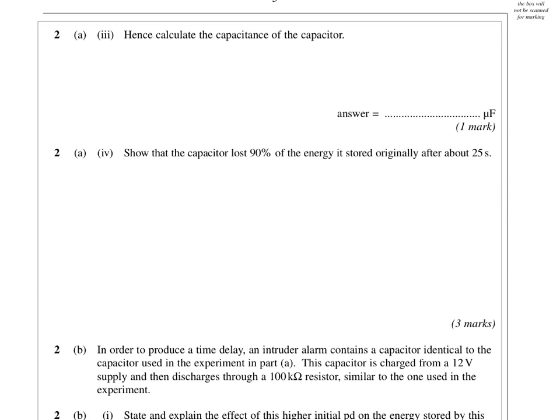Hence, calculate the capacitance of the capacitor. Okay, so T is equal to RC. So C is going to be T over R. 22 divided by 100 times 10 to the 3.